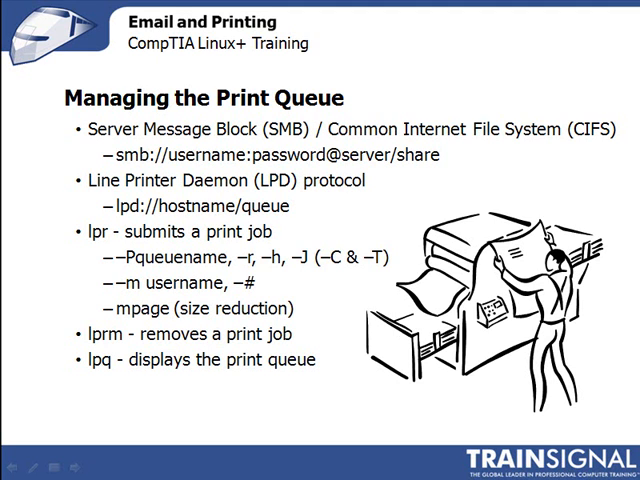Another option is MPage, and this is useful for formatting documents so that each sheet contains reduced size pages. The next command line tool is LPRM, which removes a print job from the queue. And finally we have LPQ, which displays the print queue. And that concludes our lesson on email and printing. Let's review what we've learned on the next slide.